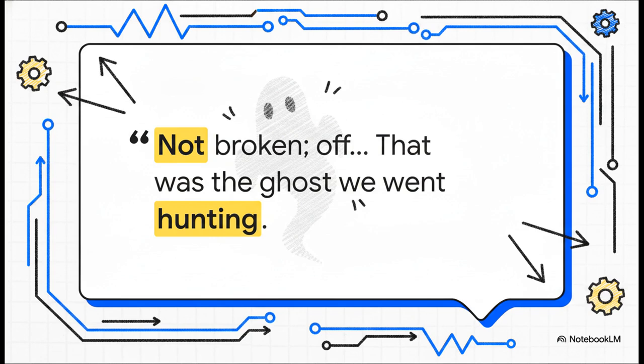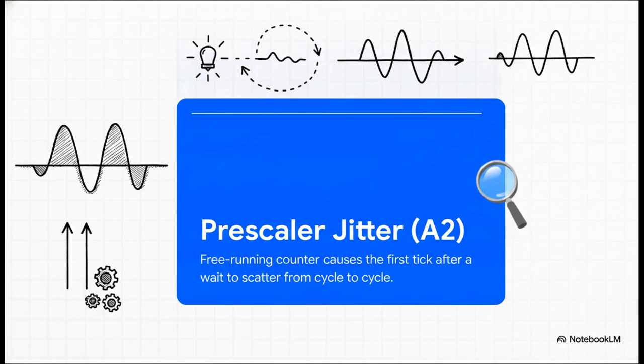This subtle little anomaly sparked a massive investigation into the very architecture of the core. Because listen, we aren't just looking at a simple typo in the code here. We are hunting an actual ghost in the machine's timing logic. So our prime suspect in this whole mystery was a phenomenon the audit dubbed A2, or Prescaler jitter. And the theory makes total logical sense.